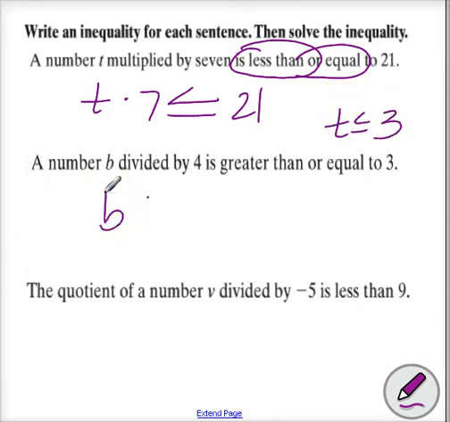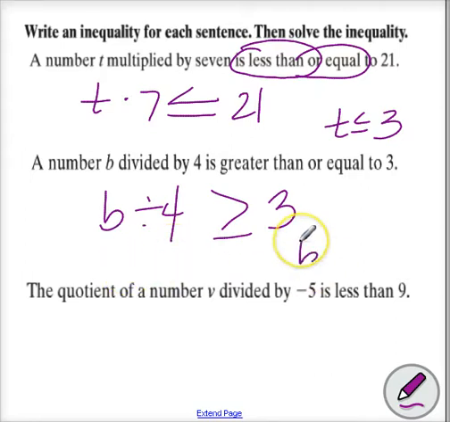A number B divided by 4 is greater than or equal to 3. To undo division, I'm going to multiply both sides by 4. B is greater than or equal to 12.